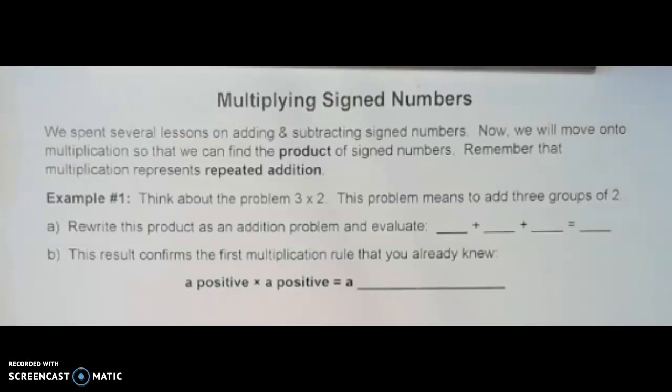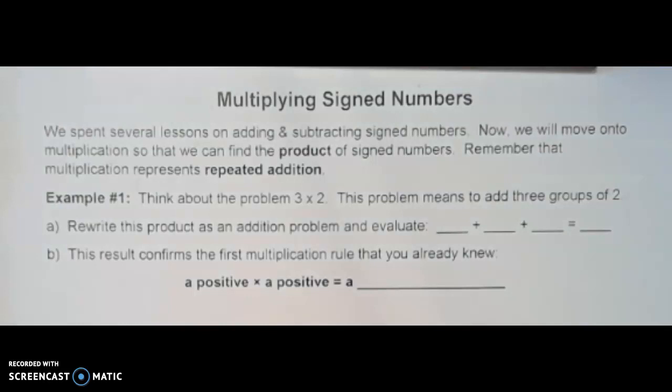We spent several lessons on adding and subtracting signed numbers, and now we will move on to multiplication so that we can find the product of signed numbers. Just like with addition and subtraction, multiplication has its own set of rules that we're going to need to learn. And in order to learn those rules, it's really important that we understand what multiplication is. Remember that multiplication represents repeated addition.